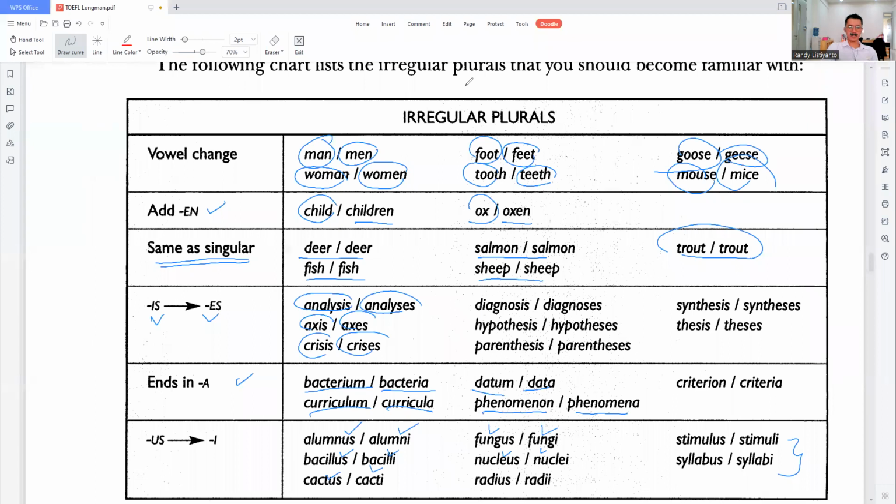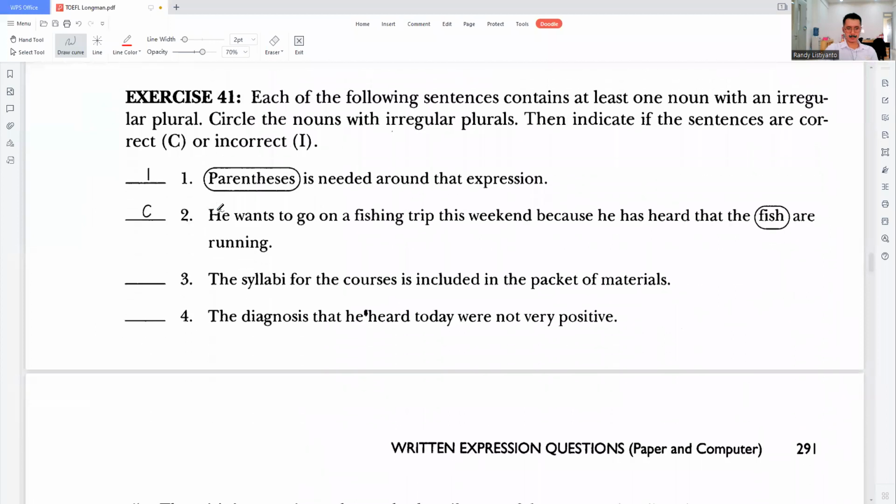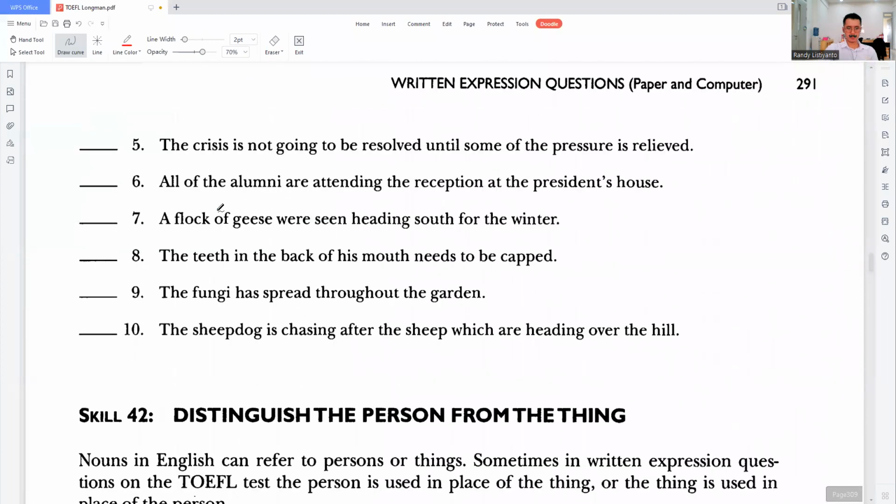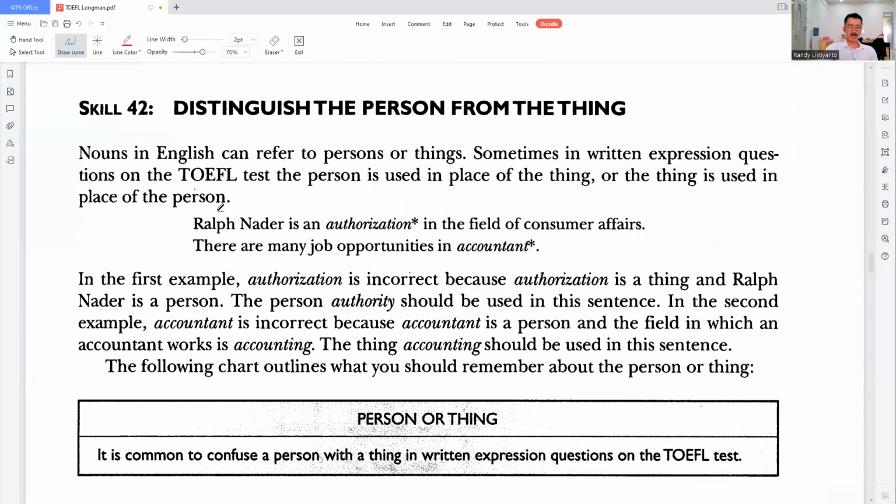Let's move on to the next skill. Distinguish the person from the thing. Rough Nadia is an authorization. It is not a person. There are many jobs. A person is an accountant.